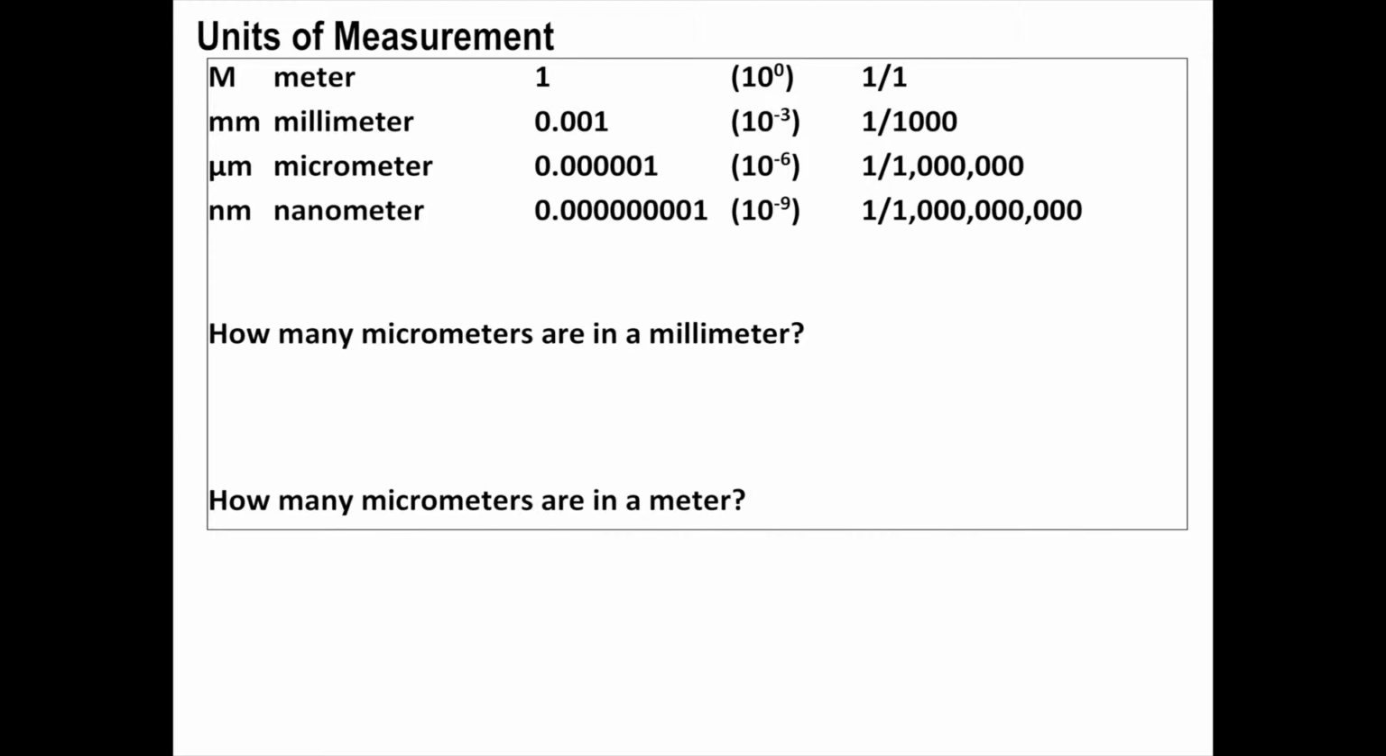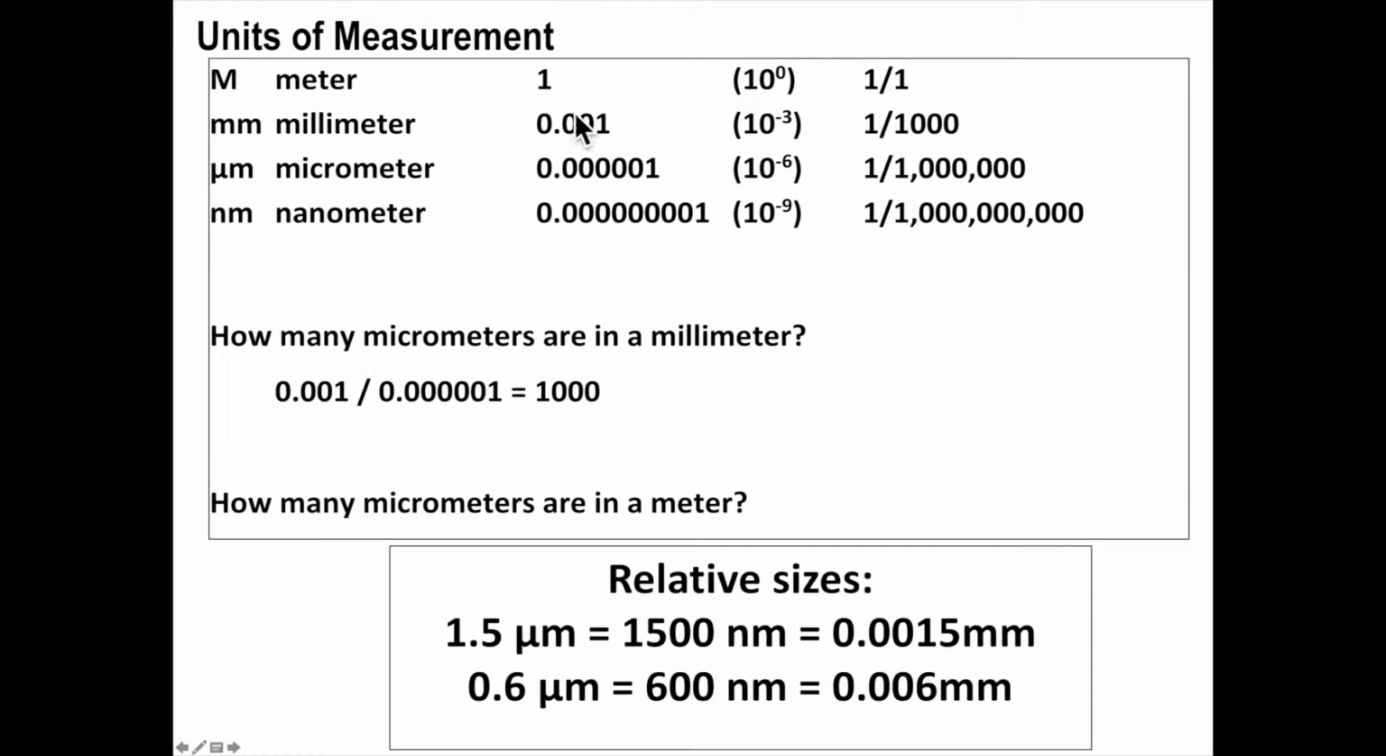These are different ways of showing how each of these units of measurement relates to a meter, the standard metric unit we're using. So 1 millimeter is 0.001 of a meter, which is the same as 10 to the minus 3, or 1 to 1,000. Know these and how they relate to each other. For example, how many micrometers are in a millimeter? You take 1 millimeter and divide it by a micrometer.